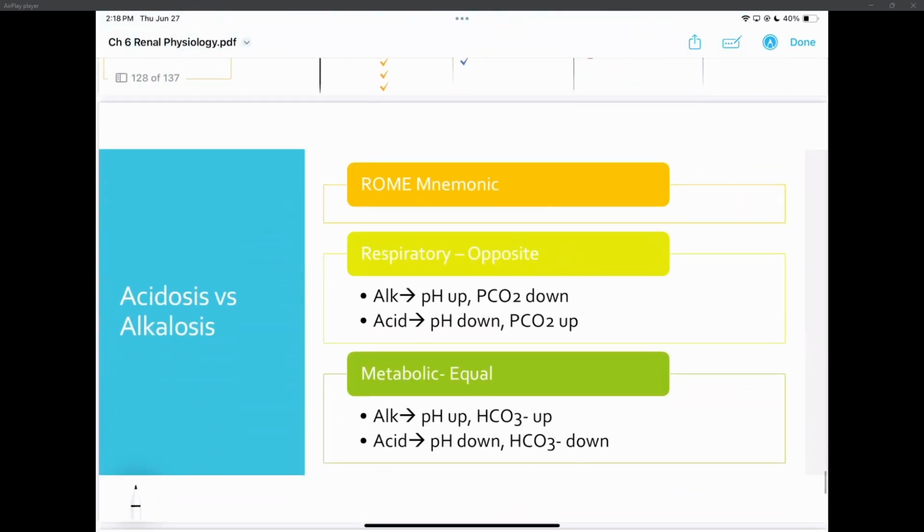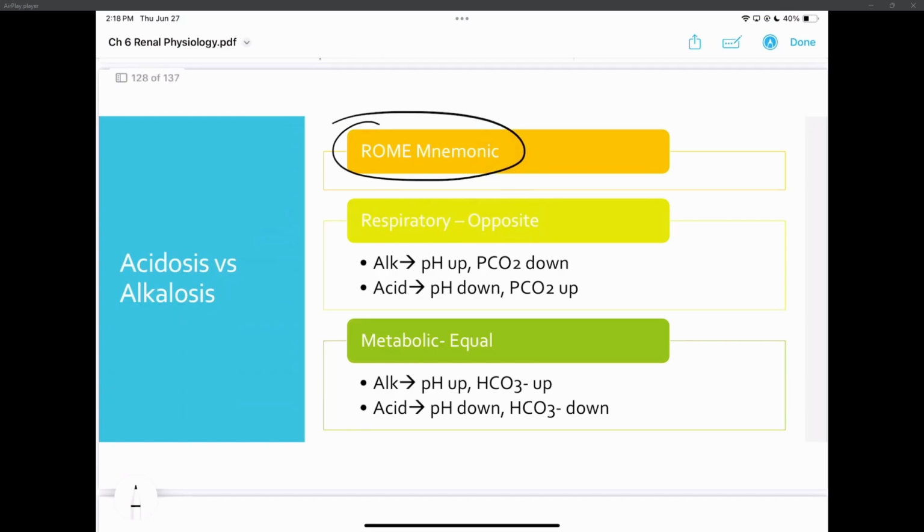This you can do on your own, but I want you to see this one. The ROME mnemonic. With respiratory, they're opposite. Respiratory is opposite, metabolic is equal. Meaning, in a respiratory alkalosis, the pH is up, the CO2 is down. They're opposite. In respiratory acidosis, the pH is down, the CO2 is up. They're opposite directions. For the metabolic stuff, they're equal, the same direction. In alkalosis, pH is up, bicarb is up.